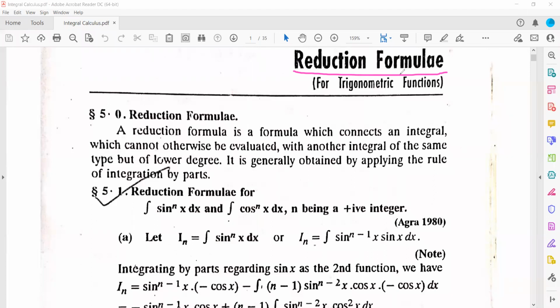Now, in the reduction formula, first we will learn the reduction formula for sin x and cos x. That means integral of sin to the power n x dx and cos to the power n x dx, where n is a positive integer. We will learn how to find the reduction formula for sin to the power n x dx and cos to the power n x dx. This is very simple.